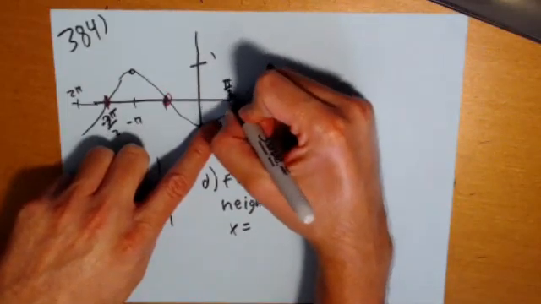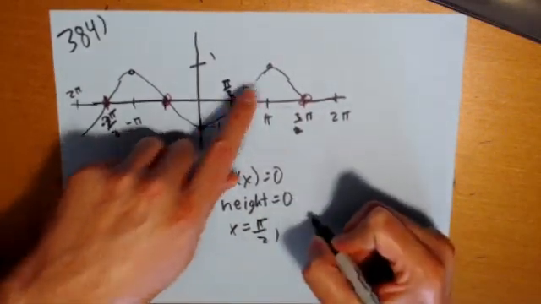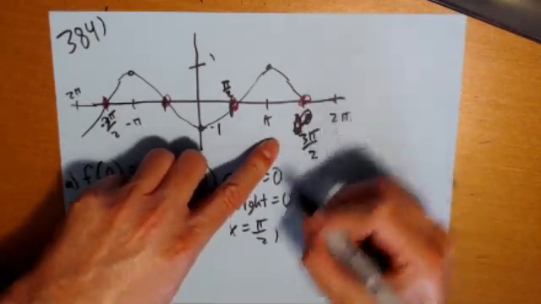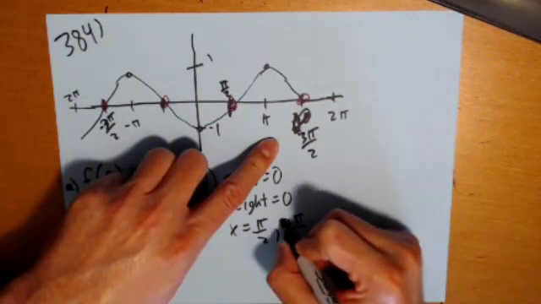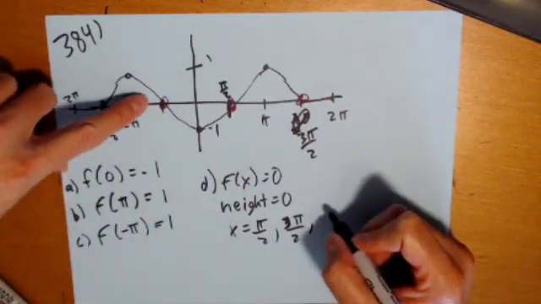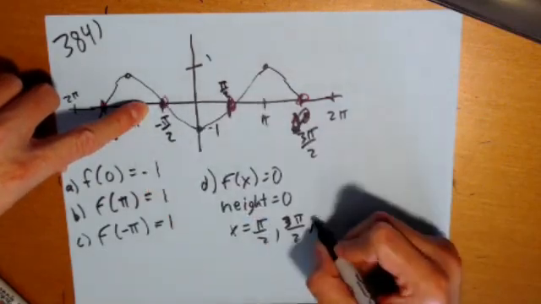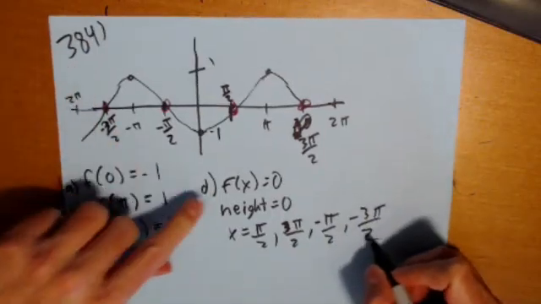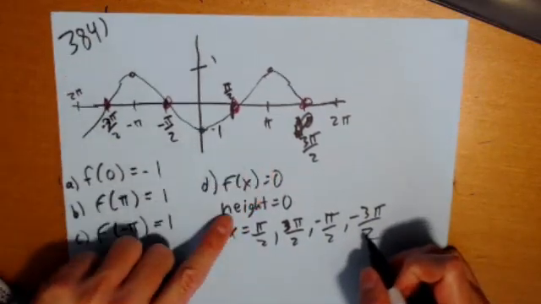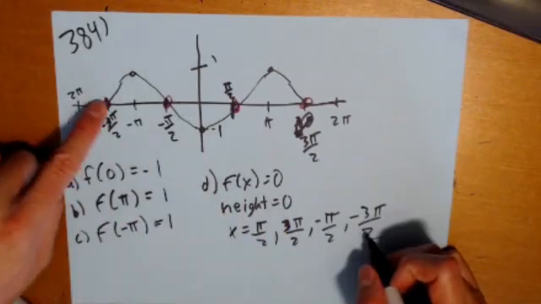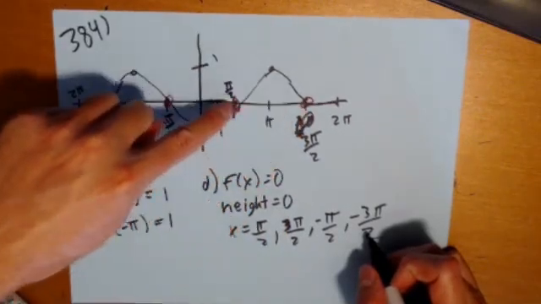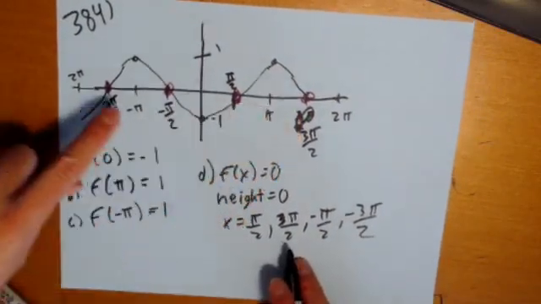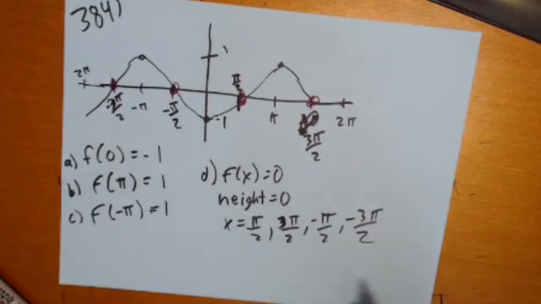Care if I just call it pi over 2? Pi over 2. And then that place, which I didn't write very well, was 3 pi over 2, 1.5. Why do they give such wacky numbers? And then also over here, that's negative pi over 2. And this one over here is negative 3 pi over 2. When does the picture have a height of 0? At that spot, that spot, that spot, and that spot. Those are the locations of pi over 2, 3 pi over 2, negative pi over 2, and negative 3 pi over 2.